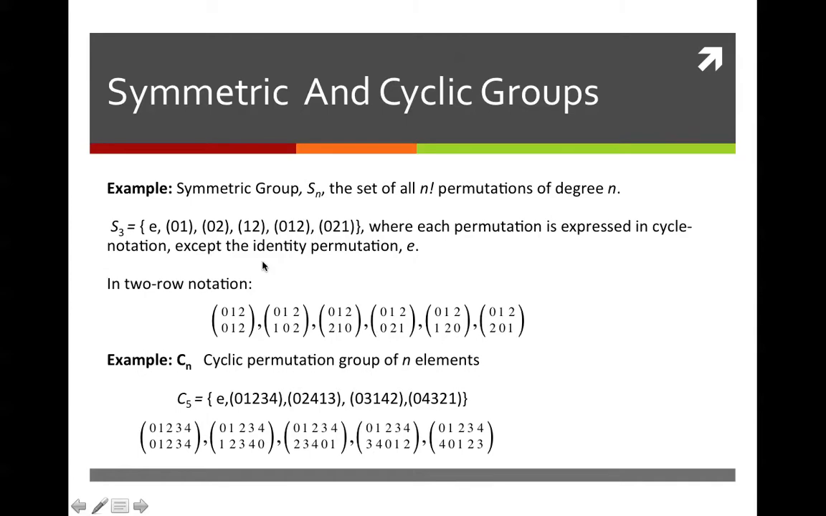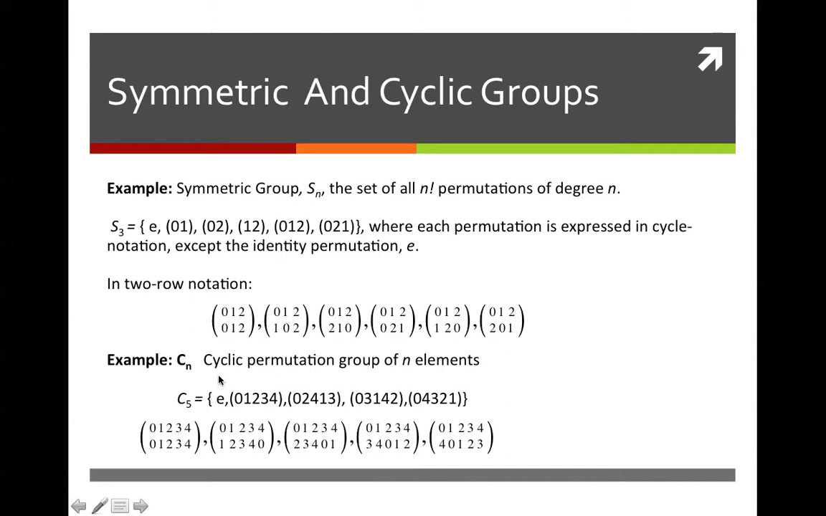Actually, this is the third one, and this is the fourth one here, which is 0 to 1, 1 to 2, 2 to 0, which is this map. And finally, that one is 0 to 2, 1 to 0, and then 2 to 1.